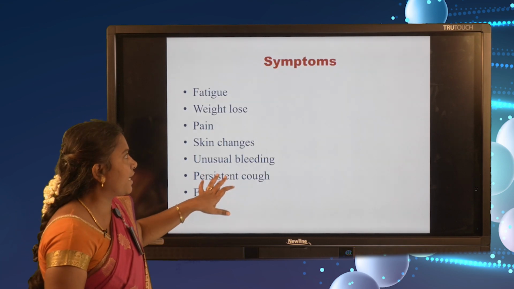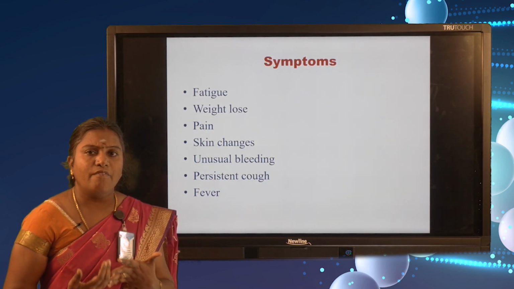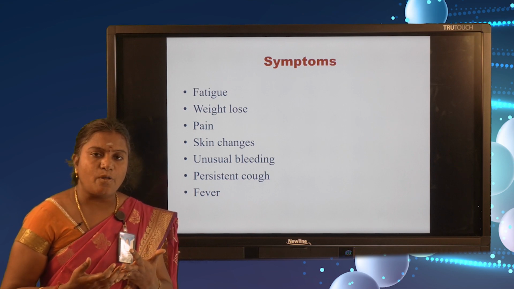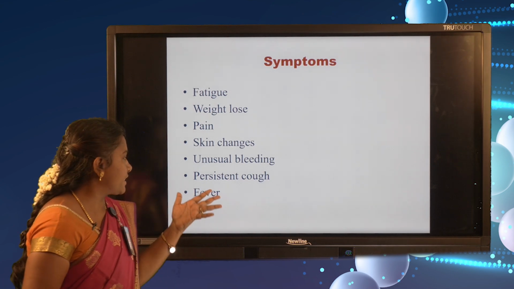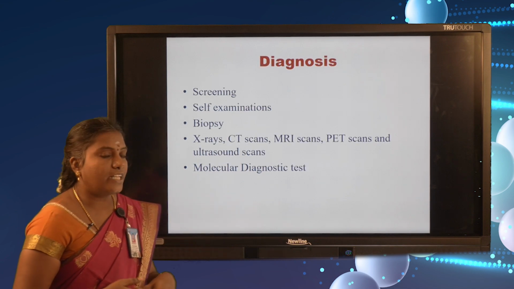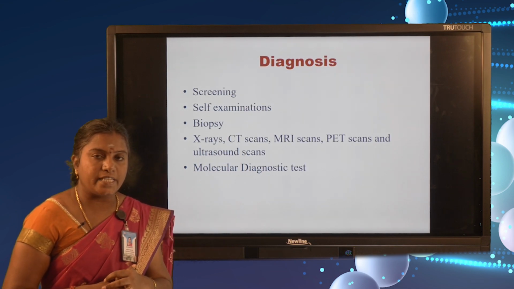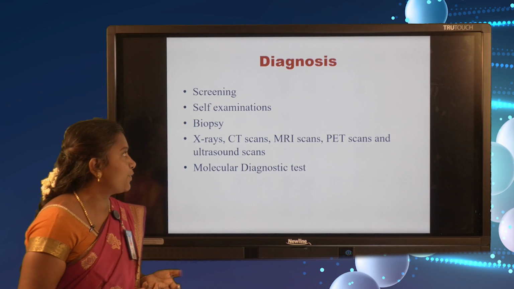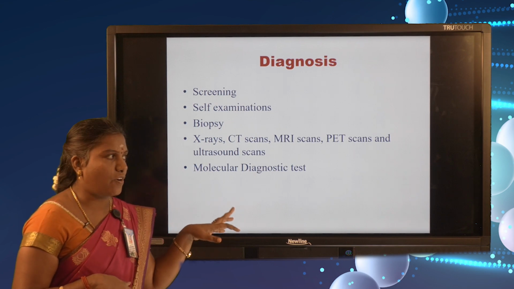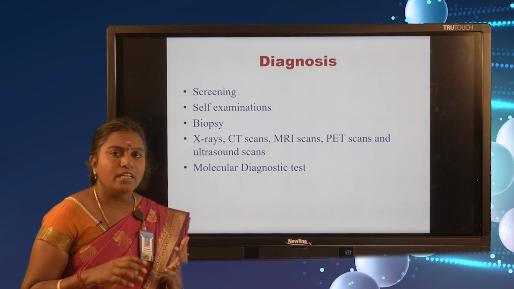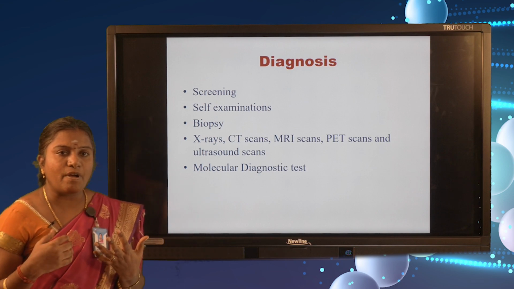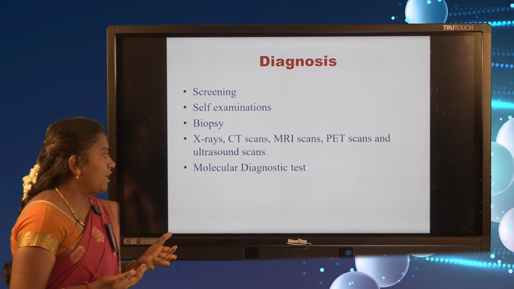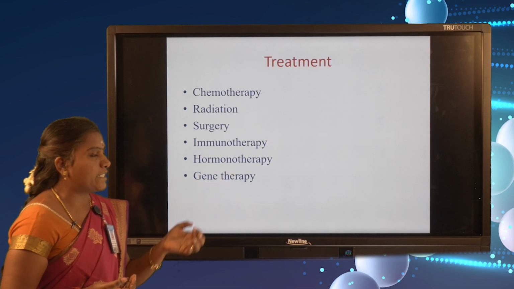After the risk factors, you have to find out the symptoms. What are the symptoms during a cancer condition? Fatigue, weight loss, body changes, skin rash and fever can occur during cancer conditions. Next, after finding the symptoms, we go to the diagnosis of cancer. What is the diagnosis? Screening, self-examination, and scans such as CT scan, MRI scan and X-rays, and then molecular diagnostic tests.